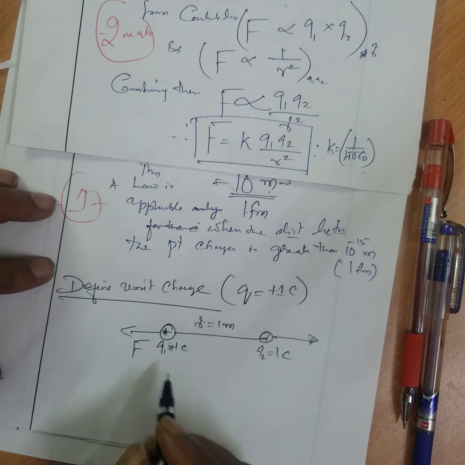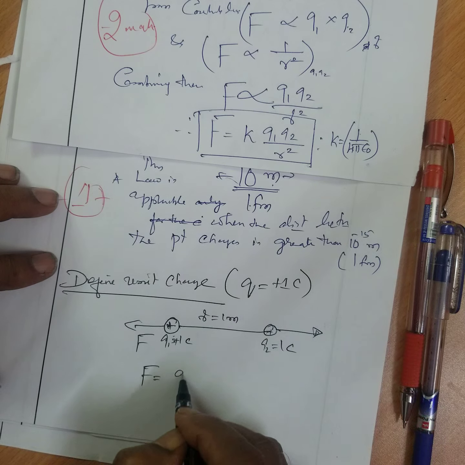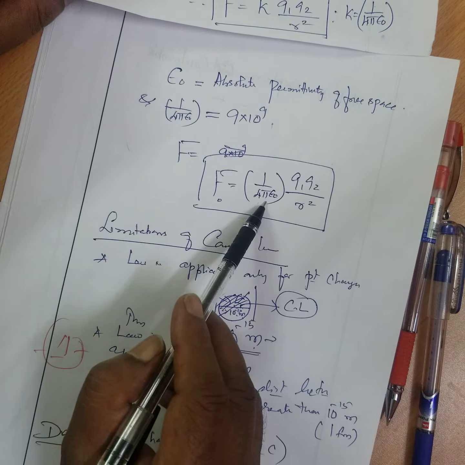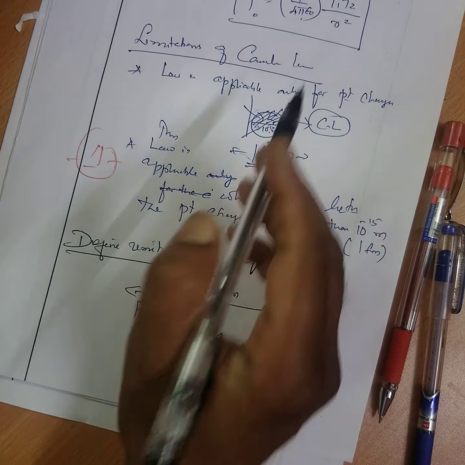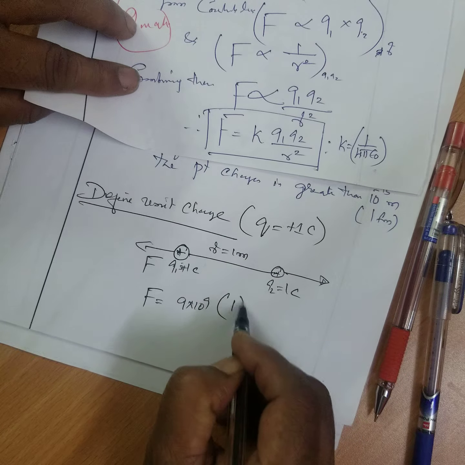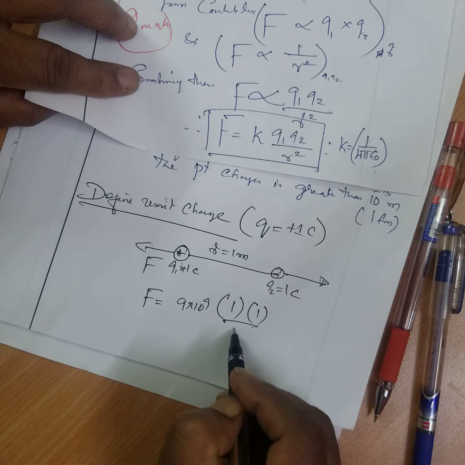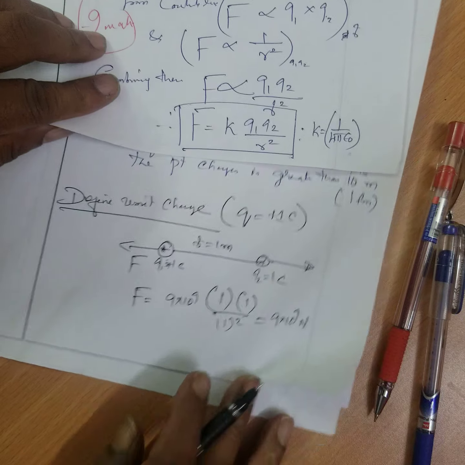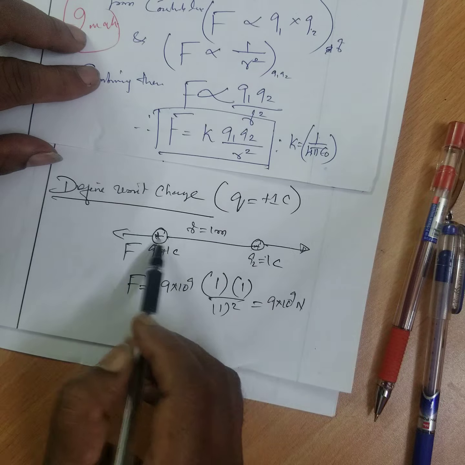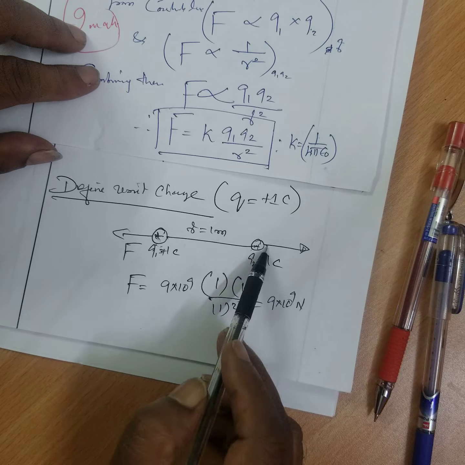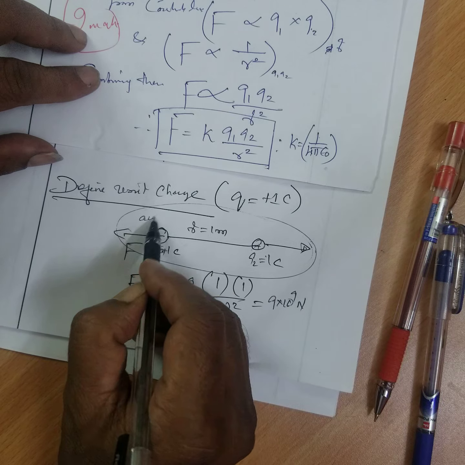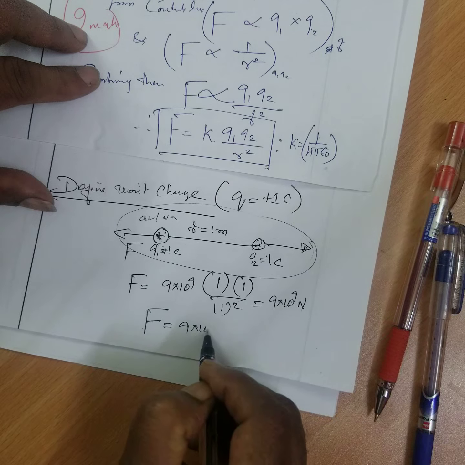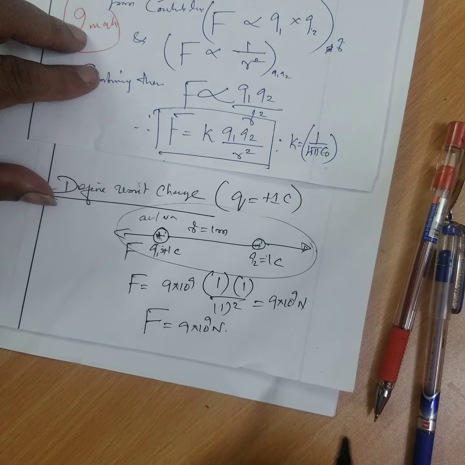You calculate. Force is equal to 9 into 10 to the power of 9, correct? Q1 is 1 coulomb, Q2 is also 1 coulomb, R is 1, whole square. The force is 9 into 10 to the power of 9 Newton. That means 1 coulomb, if you keep it at a distance of 1 meter apart in air or vacuum, would repel with a force of 9 into 10 to the power of 9 Newton.